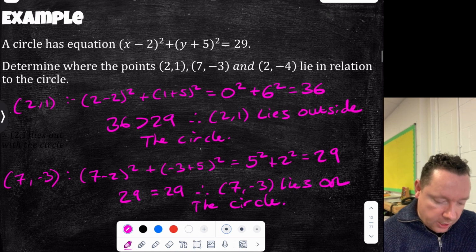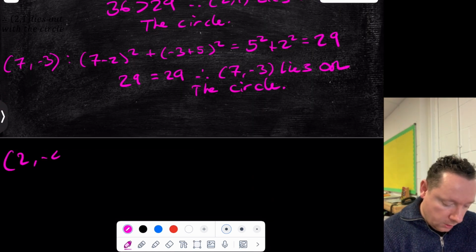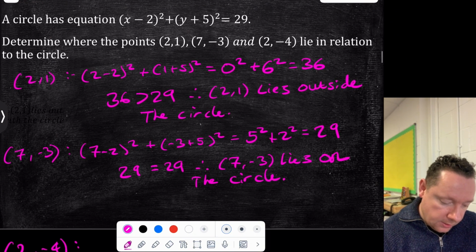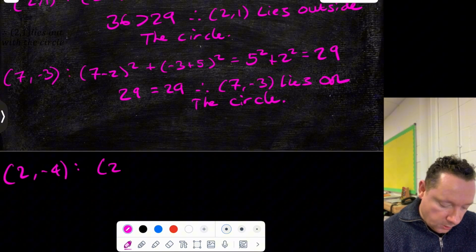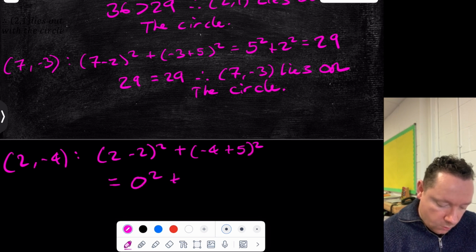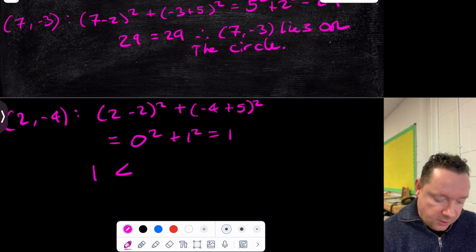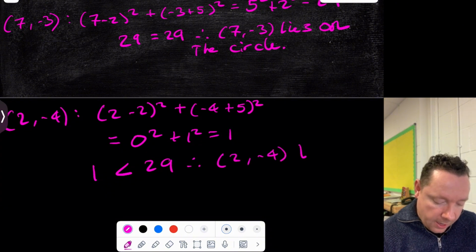And the last one we wanted to check was (2, −4). So looking at (2, −4), our equation is (x − 2)² + (y + 5)², so (2 − 2)² + (−4 + 5)². Well, that gives me 0 squared plus 1 squared, which equals 1. 1 is clearly less than 29, and therefore (2, −4) lies within the circle.